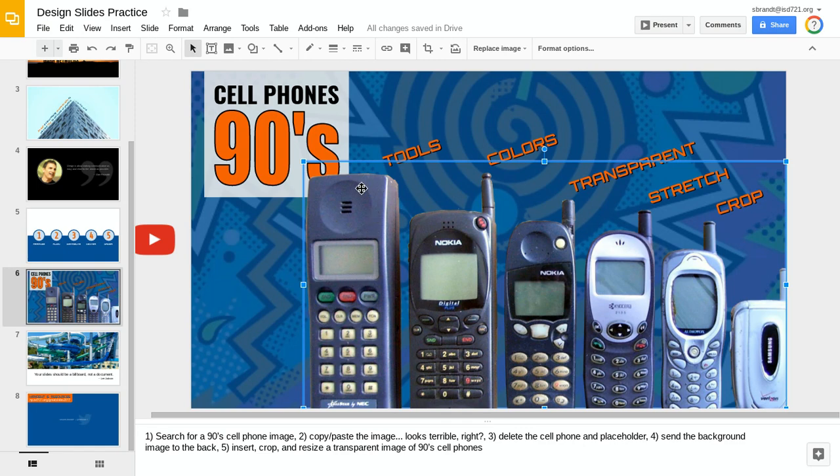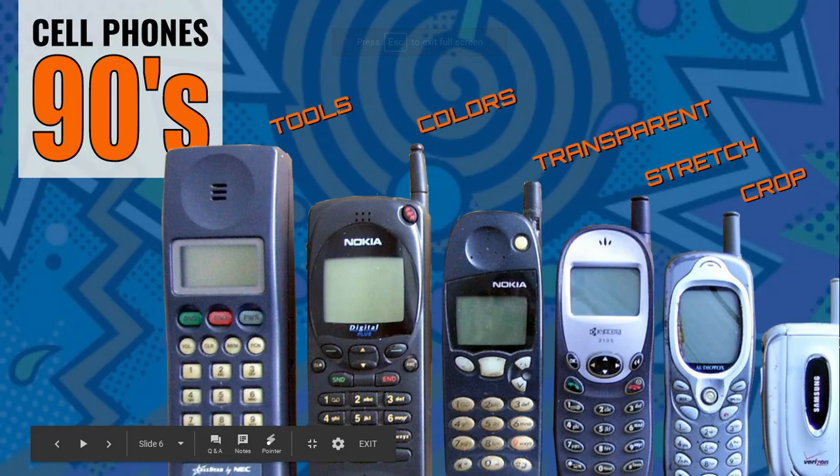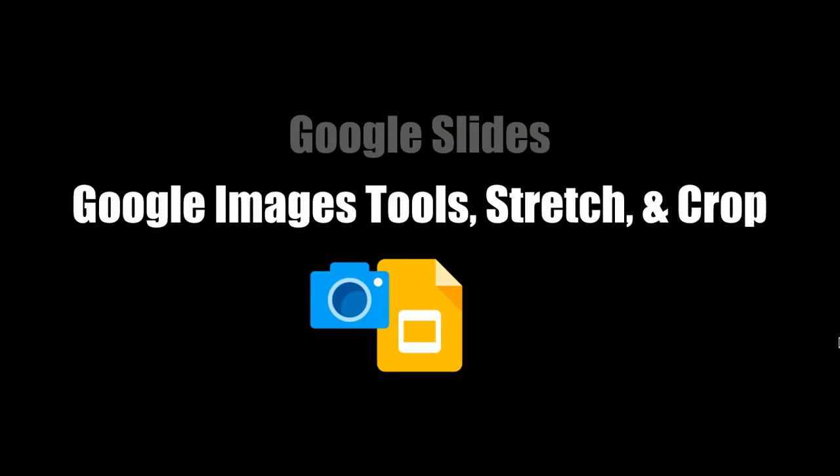And the other thing you can do is you'll notice that your corners should kind of line up here. So the corner is lining up with tools, colors, transparent, stretch, and crop. All right, those are all the things that we learned on this slide. And you can see how much more professional this slide looks than when we had the white cropped image. All right, this video demonstrated how to use the Google Images tools, and we stretched and cropped our image to create a more professional looking slide.